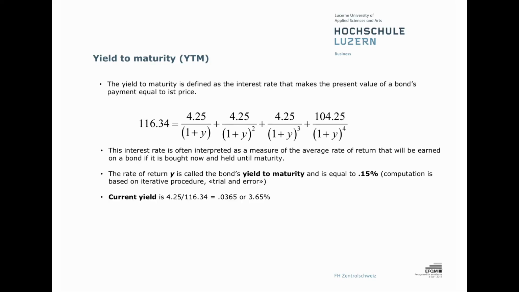It is important to distinguish the yield to maturity from the current yield, which is defined as the coupon payment divided by the price of the bond. In our example, the current yield corresponds to 3.65%.